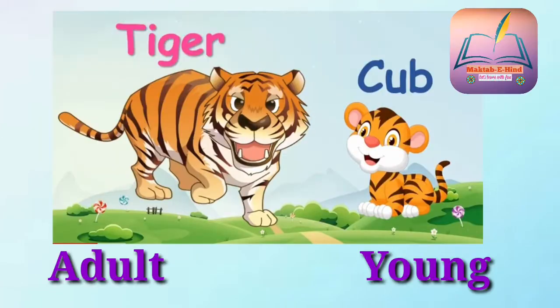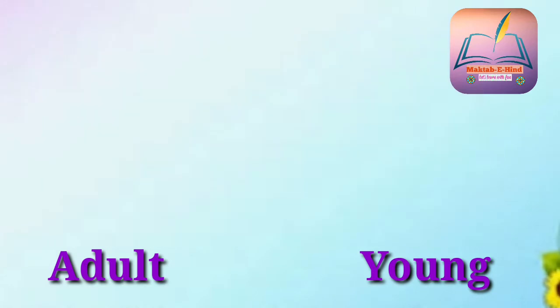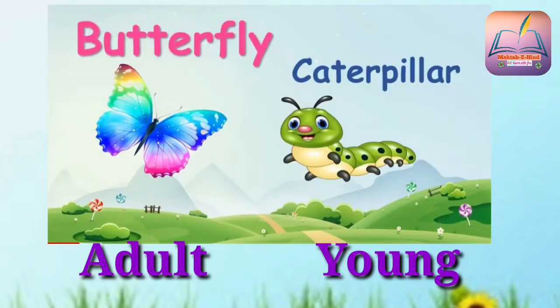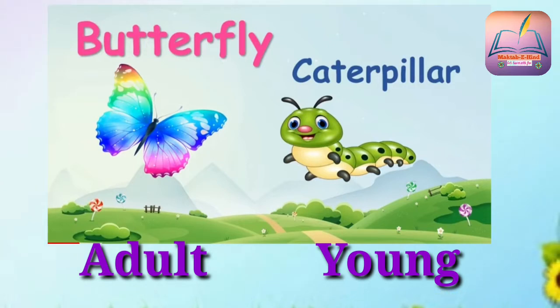Let's start. Tiger. Young one of tiger is called cub. Tiger is adult. Cub is young one. Kangaroo is adult and young one of kangaroo is called joey. Butterfly is adult and young one of butterfly is called caterpillar.